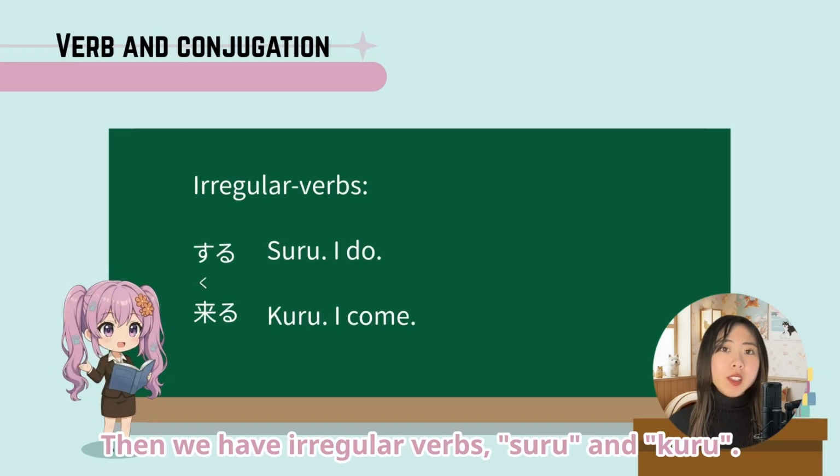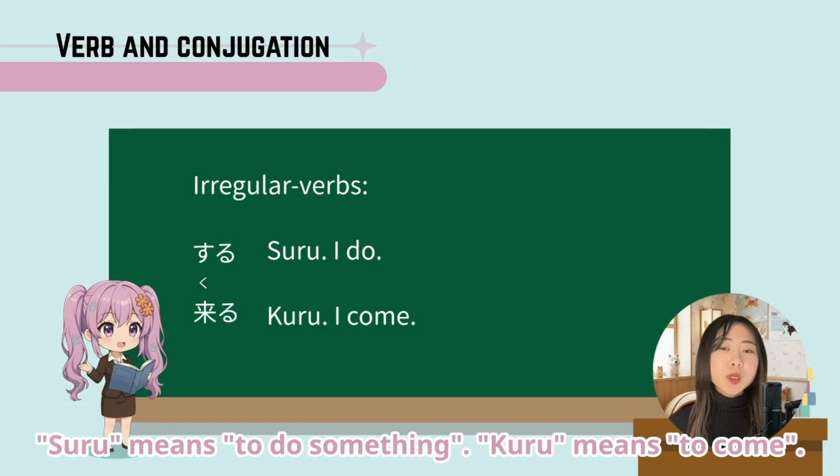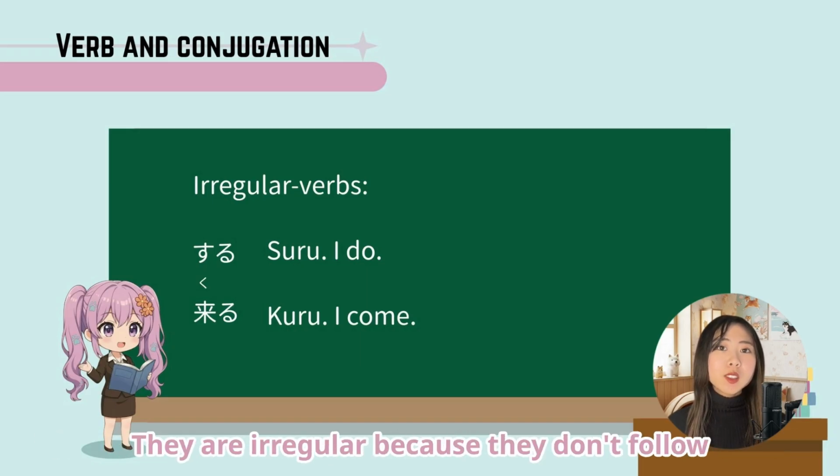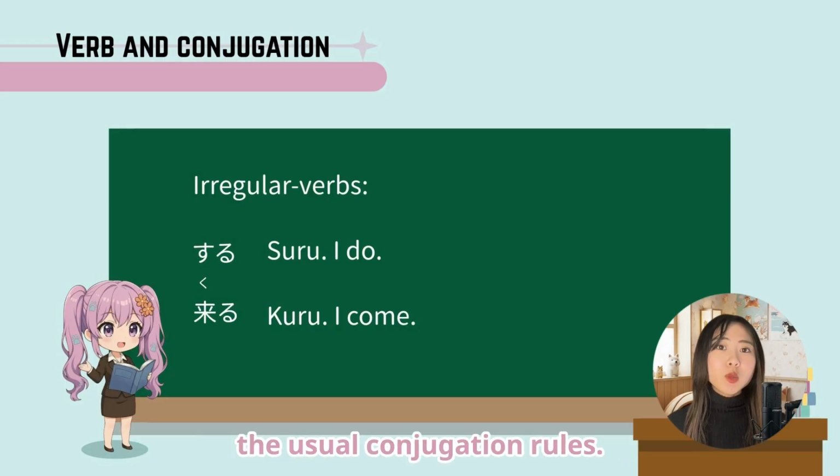Then we have irregular verbs. する and 来る. する means to do something. 来る means to come. They are irregulars because they don't follow the usual conjugation rules.